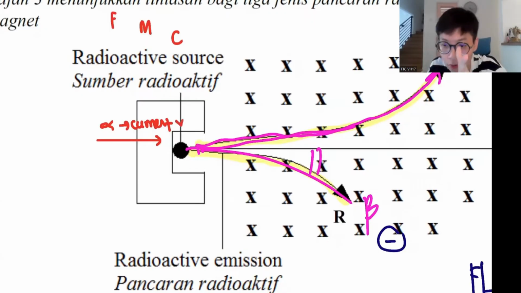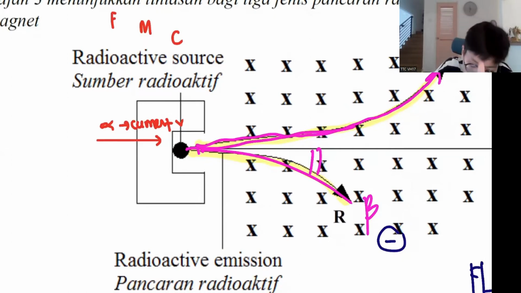Imagine you take this gun and shoot the person in front of you, you shoot the screen. You will see that your middle finger points to the right-hand side. And your force will go up. That's why alpha will deflect upwards. Okay?